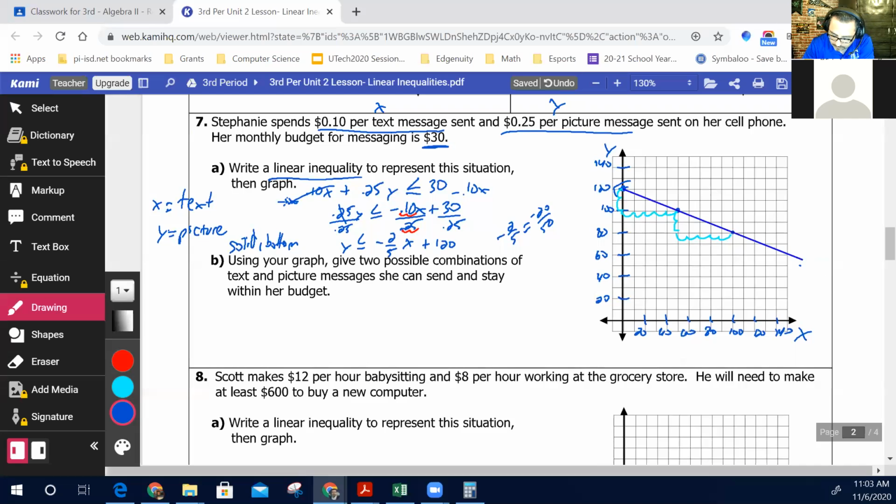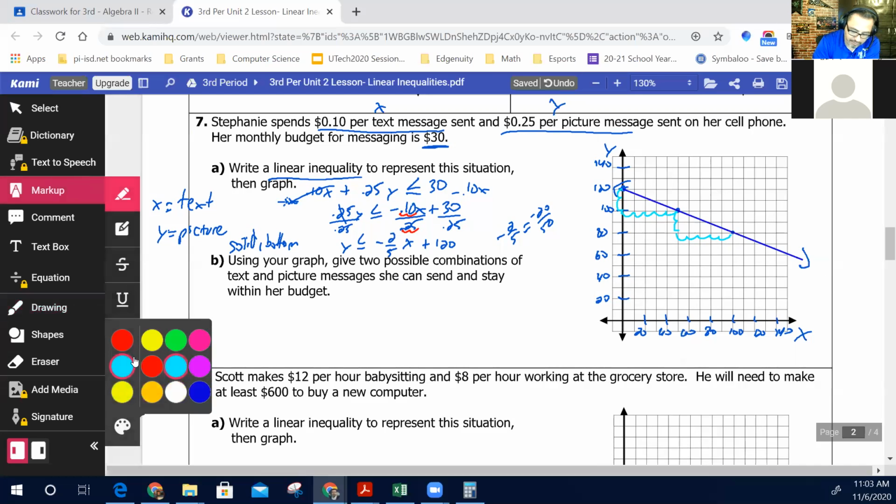There we go. And it says to shade the bottom. All right, so I'm going to just shade the bottom here. Cool. That's our graph.